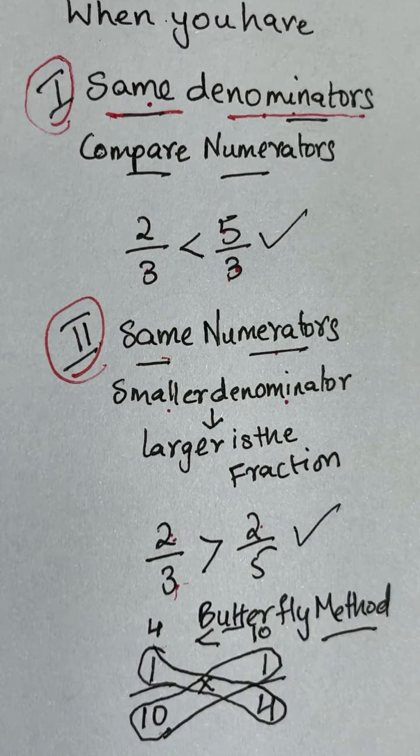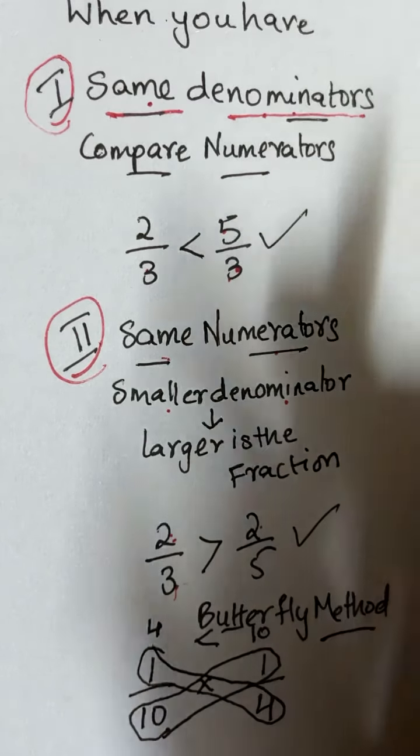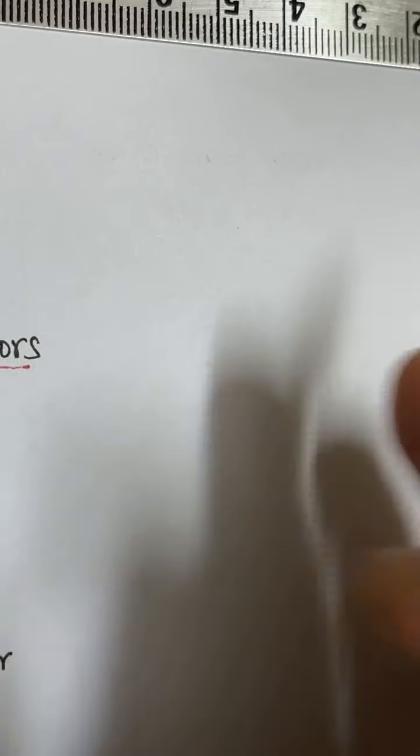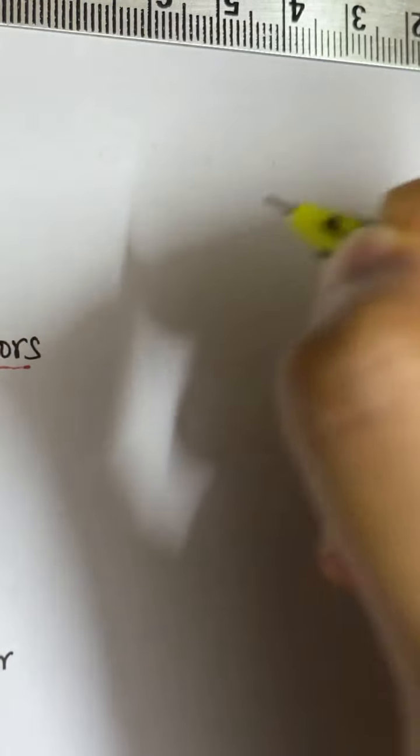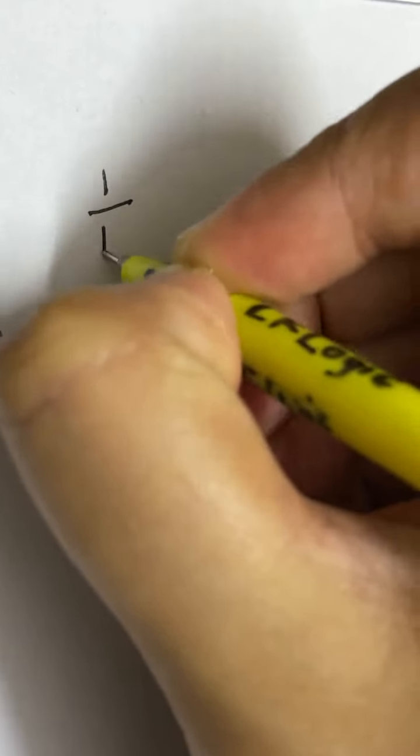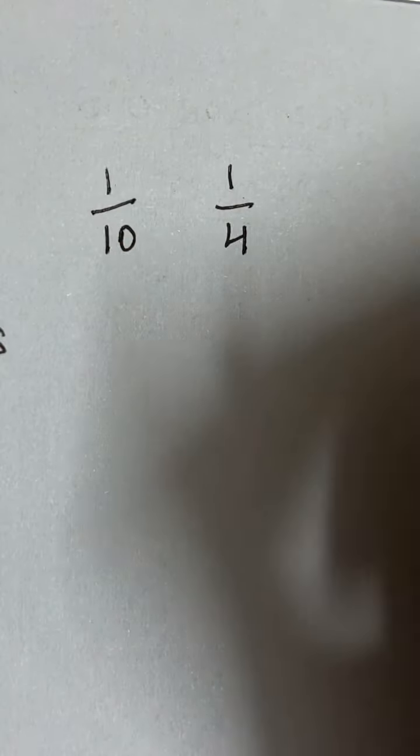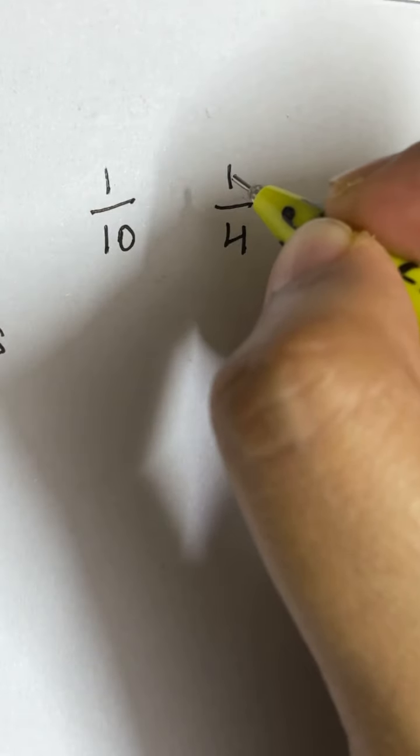Now I'm going to show you a method in which you don't have to follow these two methods. You are going to do the calculations in your mind. Let me take one example. The first example is when you have 1/10 and suppose you have 1/4. You have two fractions whose numerators are absolutely the same. So what do you think in this? The smaller the denominator, the greater the fraction. That means 1/4 is greater than 1/10. Is that right? That's how we follow.